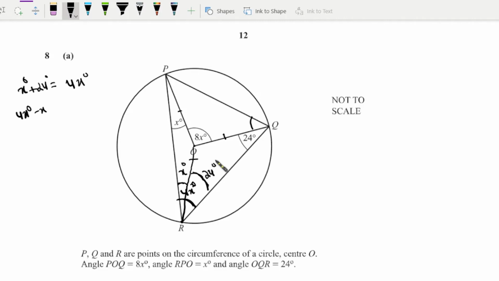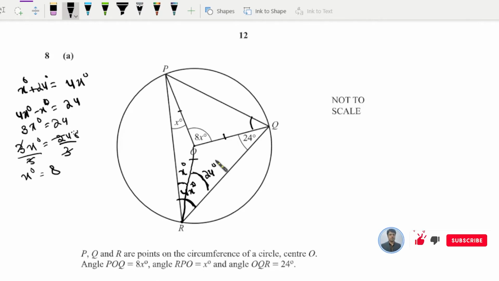4x minus x is equal to 24 degrees. 3x is equal to 24 degrees. x is equal to 24 divided by 3, dividing both sides by 3. 3 will be cancelled out with the 3, and we will get x equal to 24 over 3, 3 eights are 24. So we got x is equal to 8 degrees.